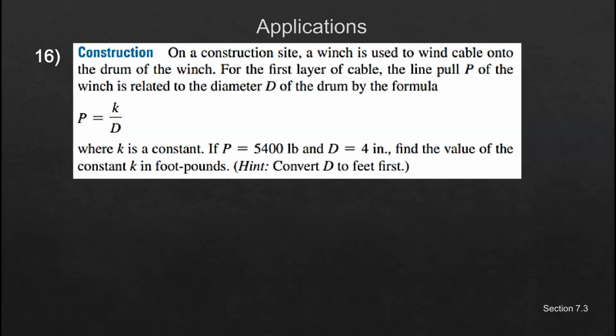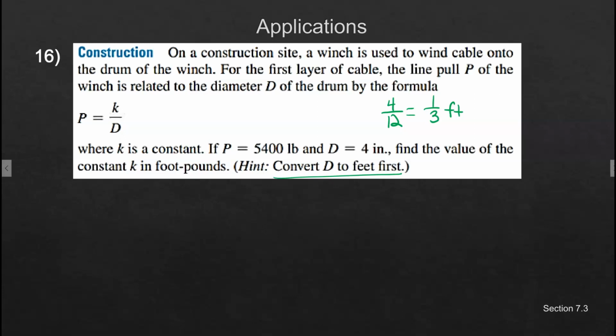All right, so D is in inches, and that means we need it in feet. So 4 out of 12, right, 4 inches out of 12 inches is 1/3 of a foot, because we need to have this in feet for this formula. If you notice up here, it says right here, convert D to feet first. And our answer's in foot-pounds, right? So we need that foot in there.